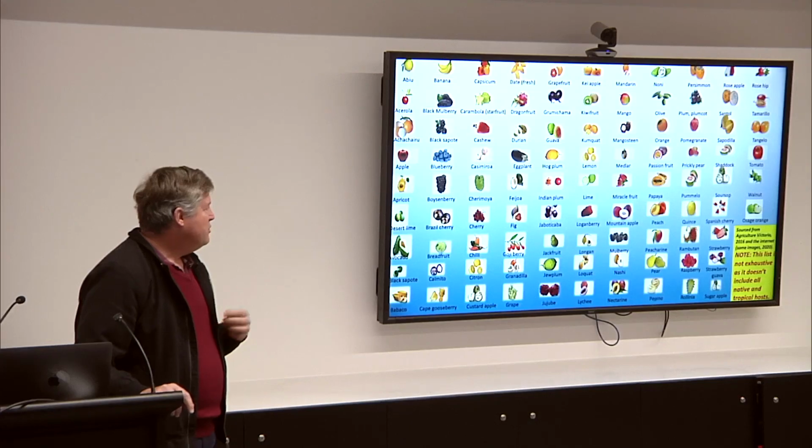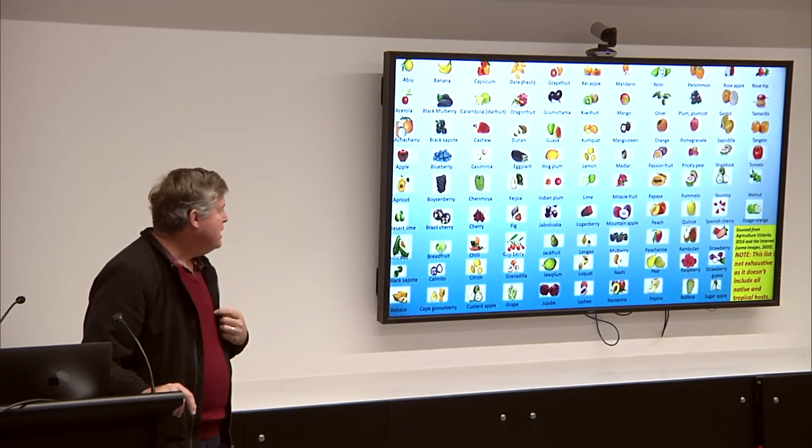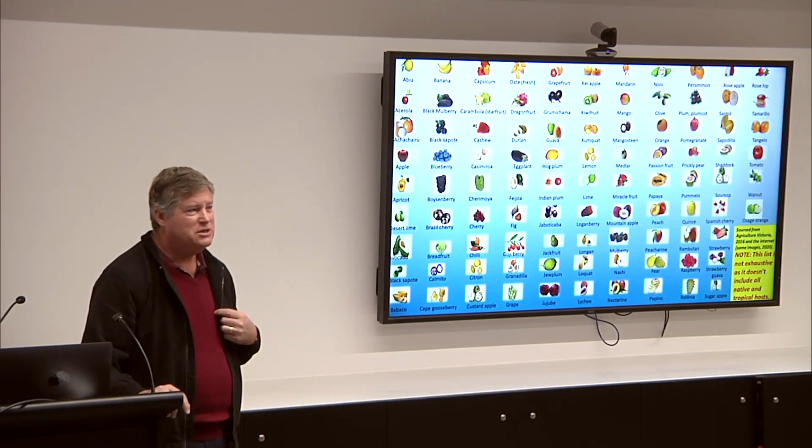So that's why some of them are really good hosts, peaches, nectarines, that sort of thing. Some of them are poor hosts. But under population pressure, those host statuses change. It's just something to be aware of.